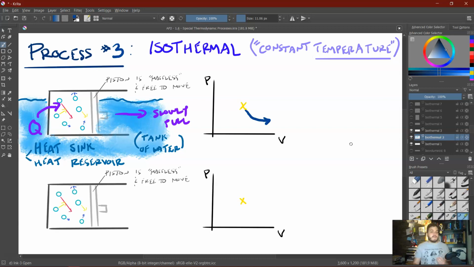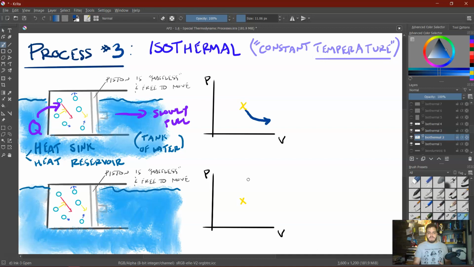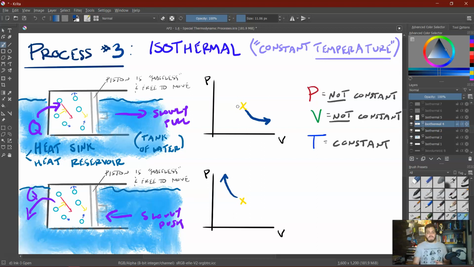And I could similarly do the same thing in the opposite direction. So if I have a piston once again in a heat sink or heat reservoir, we can slowly push the head of the piston in. That's going to cause the temperature to go up as it's compressed. And therefore, to keep the temperature constant, thermal energy is naturally going to flow from the piston to the water, where it will be absorbed without much temperature change. And that is going to look something like that. It's a curve upward. So the pressure is not constant, the volume is not constant, but the temperature is constant.